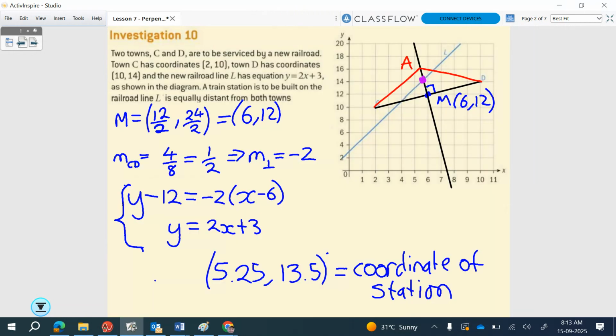This y minus 12. What did I do first? Find the midpoint. What did I do second? I found the gradient of the line CD. What did I do next? Find the slope of the bisector, the perpendicular.